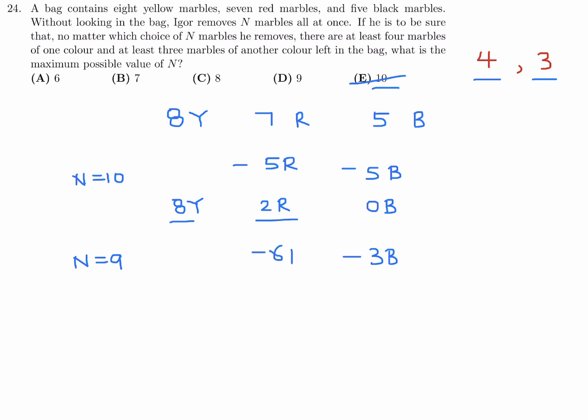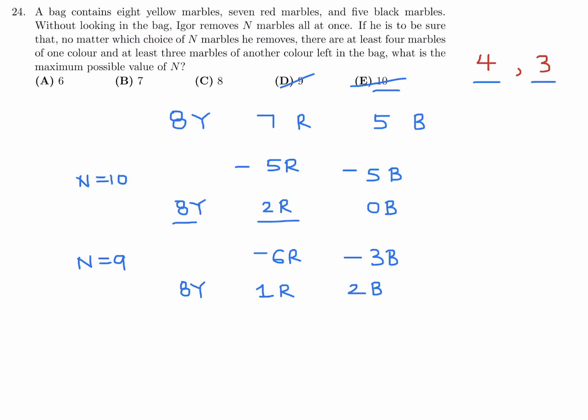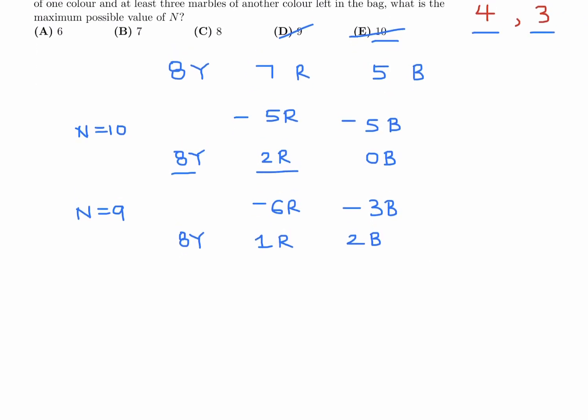So what happens now in terms of a tally? Well, I've got 8 yellow, I've got only 1 red, and I've got only 2 black. Is this criteria satisfied? No. So that means n cannot be 9. So we will continue exactly in this form. Let's try n equals 8. Okay, so same kind of thing. We're trying to make this not work.